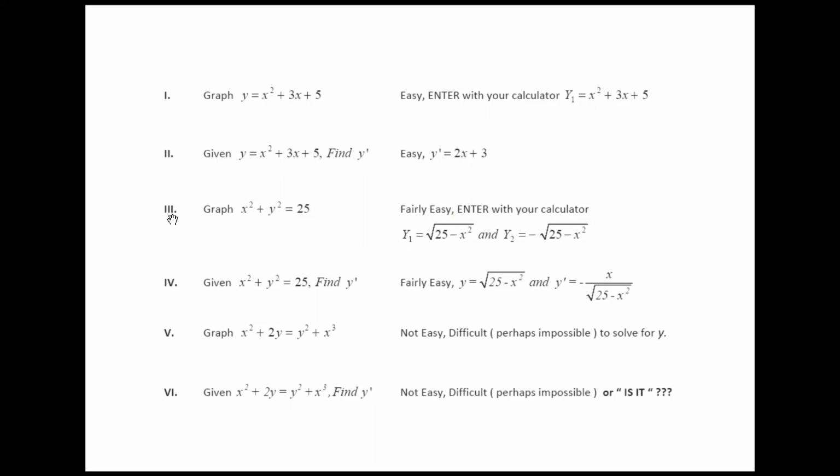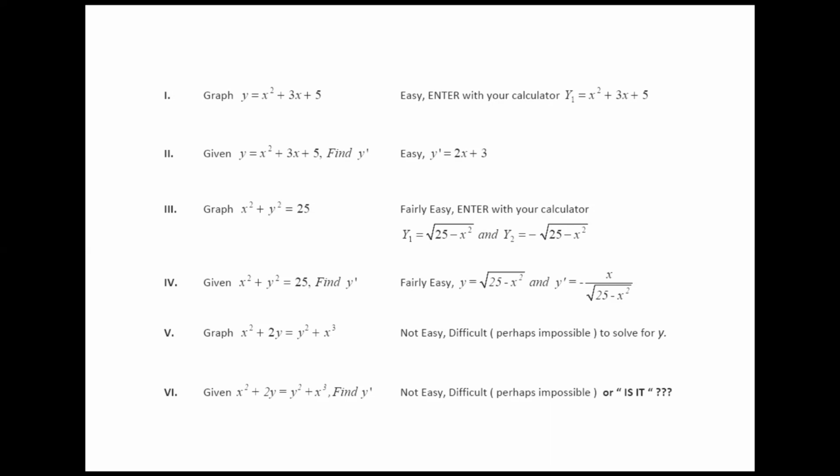So look at Roman numeral 3. This is not explicit because it's not written y equals. So it's going to be difficult to graph it, and it's going to be difficult to take its derivative. However, we can make this function explicit by moving the x squared over by subtracting it from both sides and taking the square root of each side, and we get this. And we can graph this.